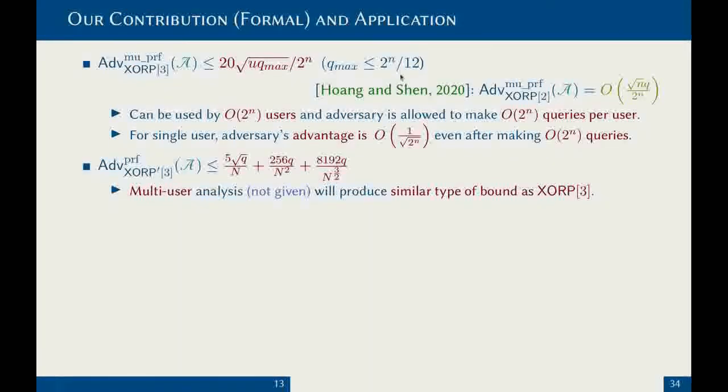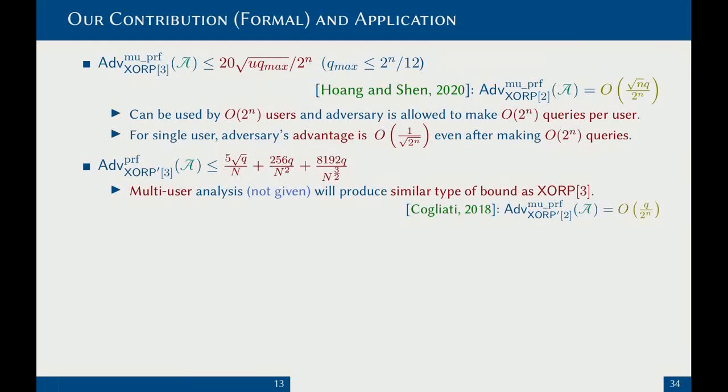Now, to compare our first result with the one obtained by Wang and Chen recently for the construction XORB-2, in their case the multi-user PRF advantage is upper bounded by a quantity which is of the order square root of n into q over 2 to the n. Here q is the total number of queries made by the adversary. So our result is a substantial improvement over this one. Also, for the efficient version, the one obtained by Kogliati for XORB-2, the multi-user PRF advantage is upper bounded by a quantity which is of the order q over 2 to the n. So, in this case also we obtain substantial improvement.